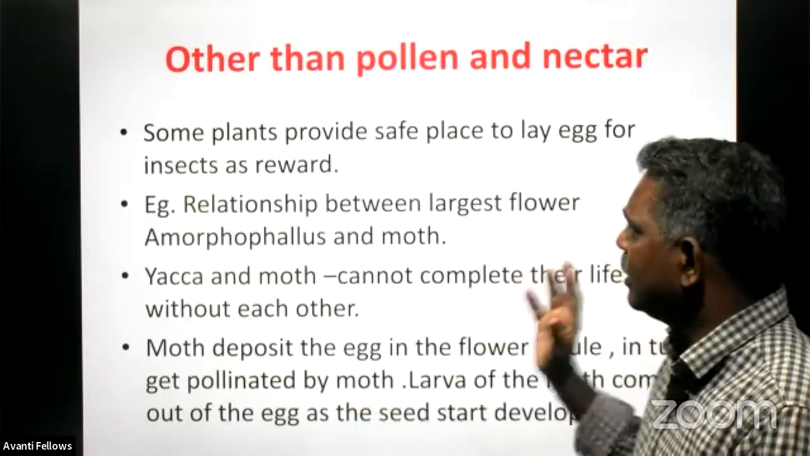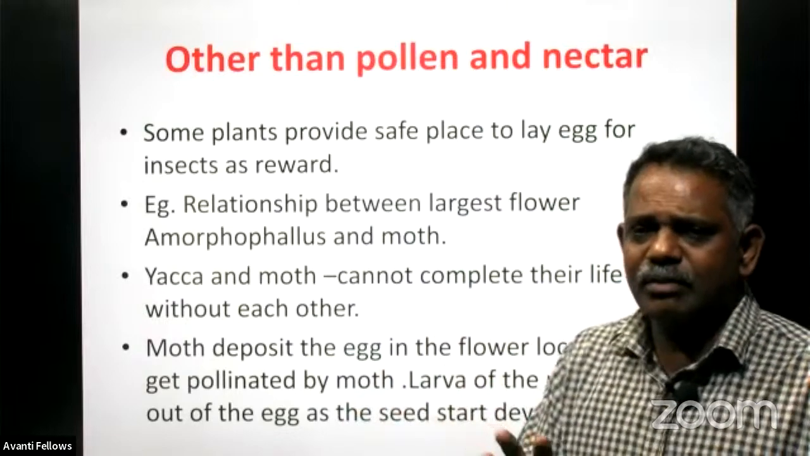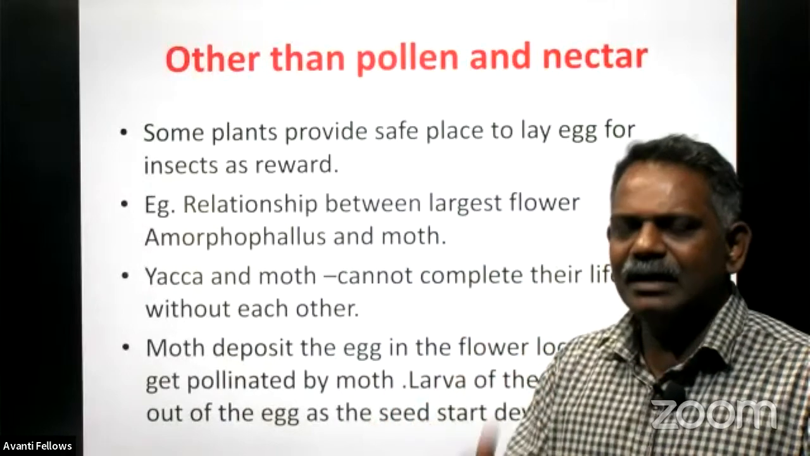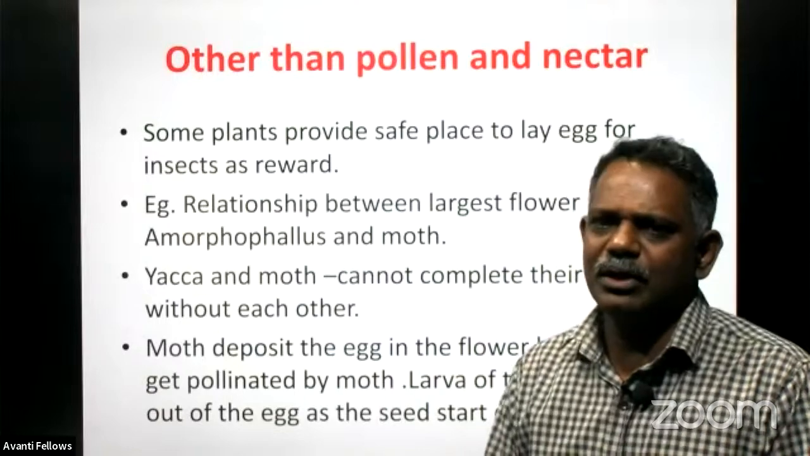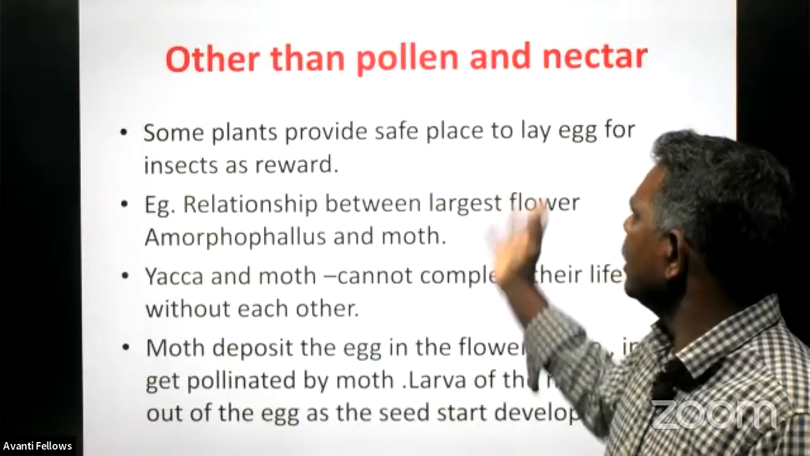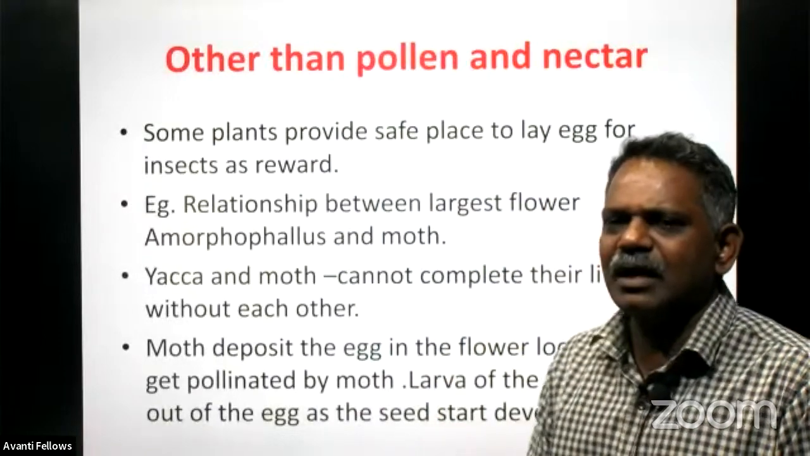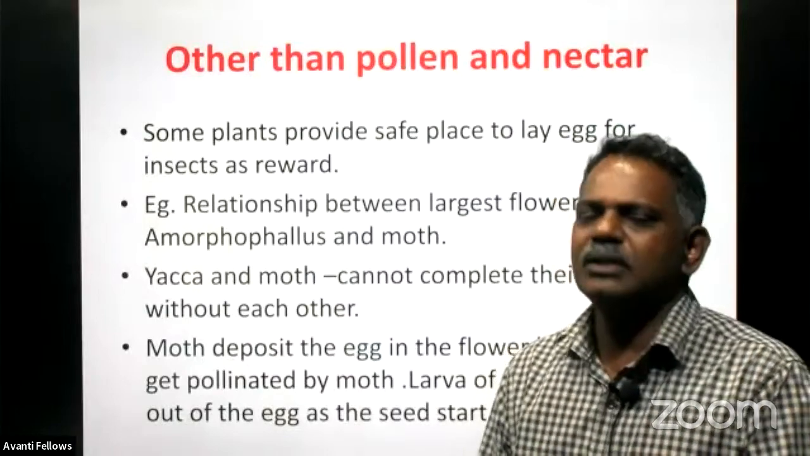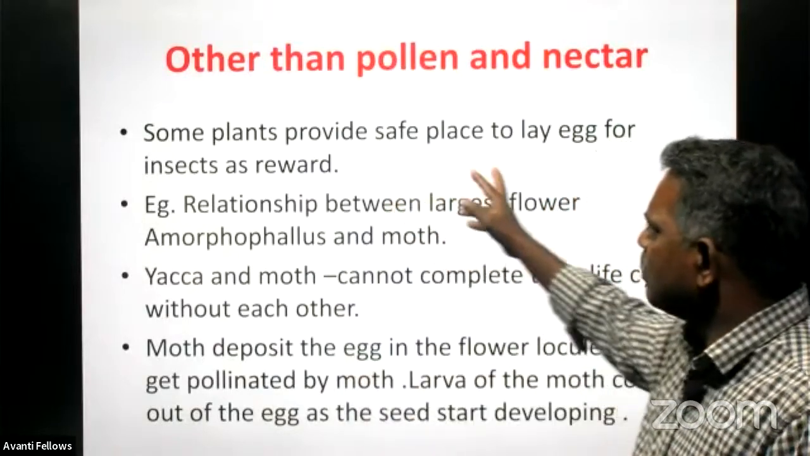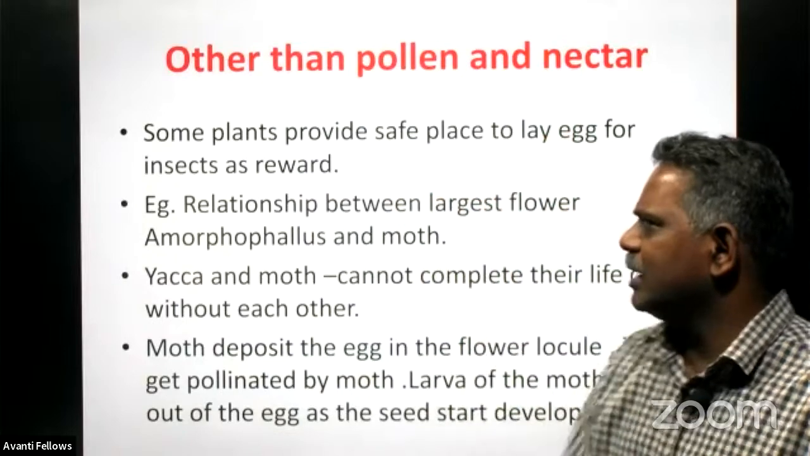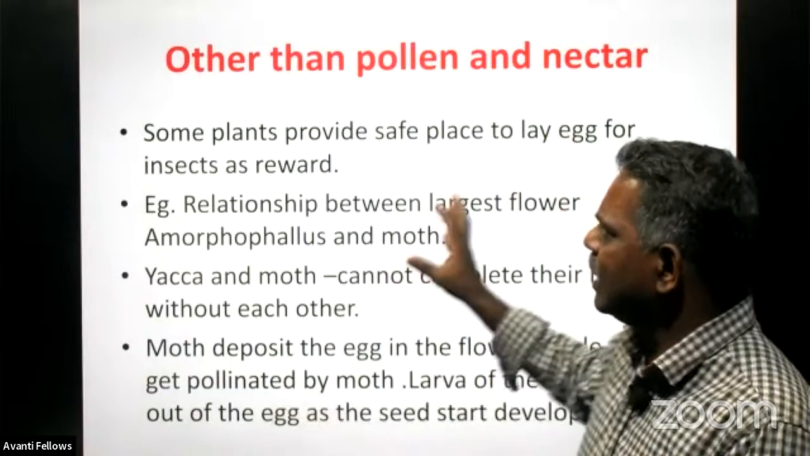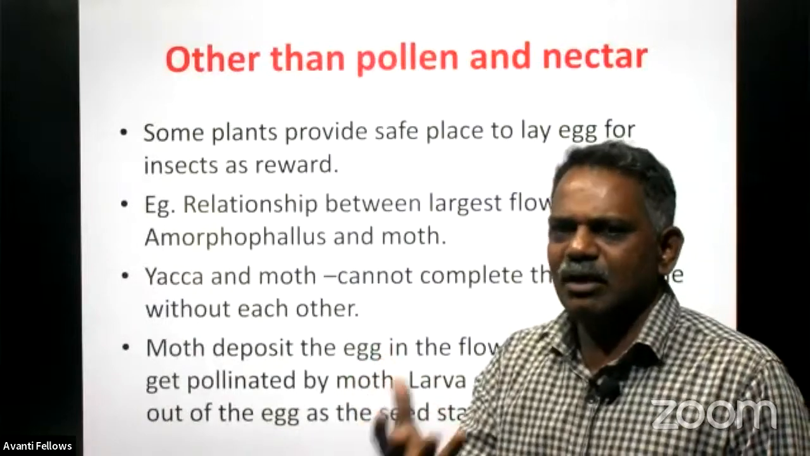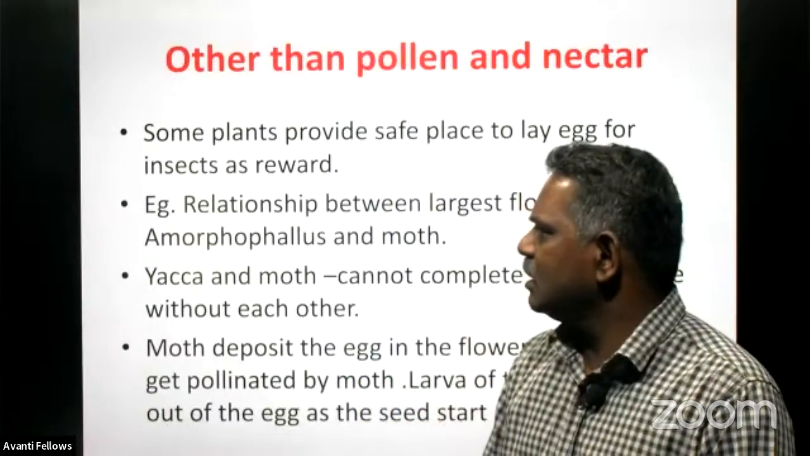And then come to other than pollen and nectar. Other than pollen and nectar, right? That means normally plants are providing pollen and nectar for insects as a reward for the pollination. But other than this pollen and nectar, bees are attracted to the flower, and they are helping the plants by doing this pollination, right? And some plants provide a safe place to lay eggs for insects as a reward. Plants are not giving pollen grains or nectar. Instead, they are giving a very safe place for laying their eggs.